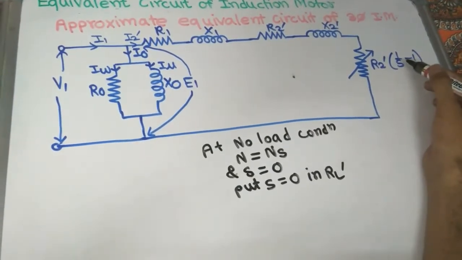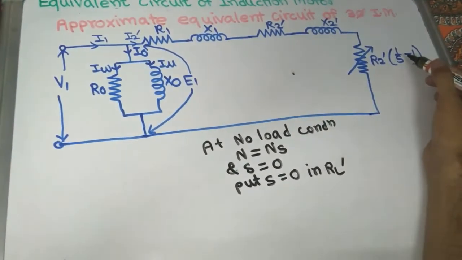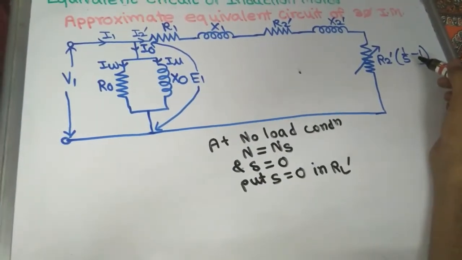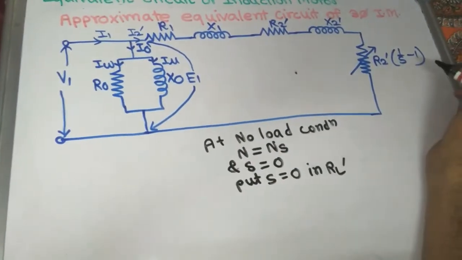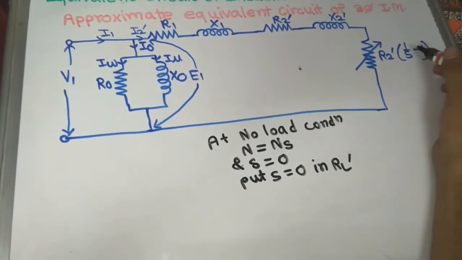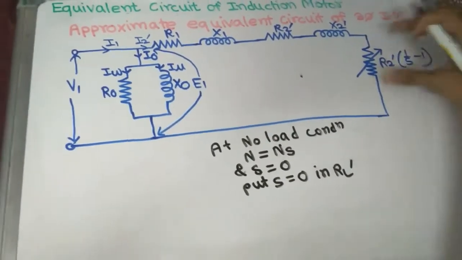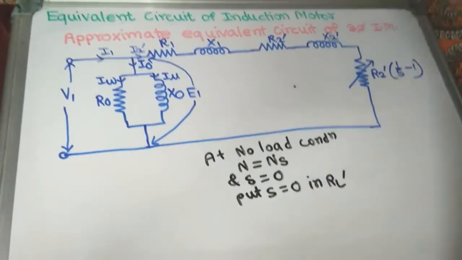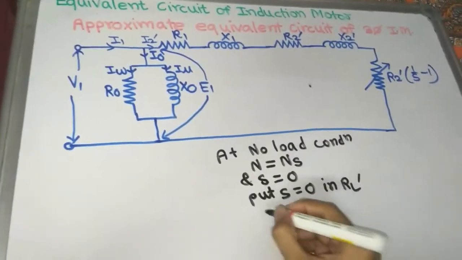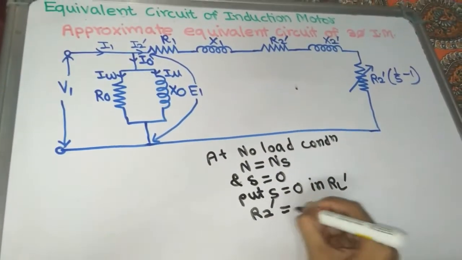So in the no load condition, if we put S equal to 0, 1 by 0 goes to infinity, and infinity minus 1 is still infinity. So this whole resistance tends to infinity. So R2 dash becomes infinity.